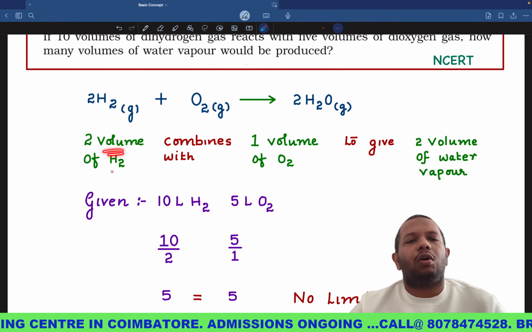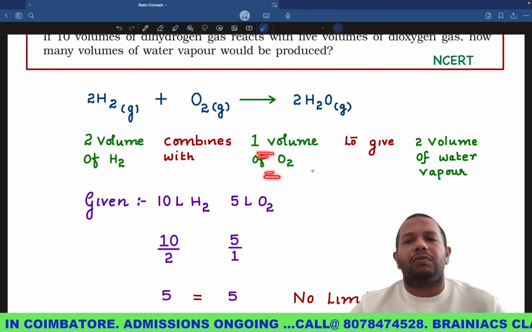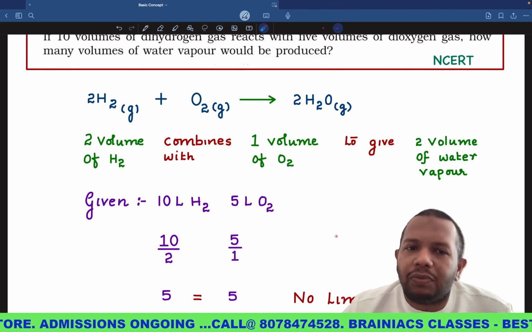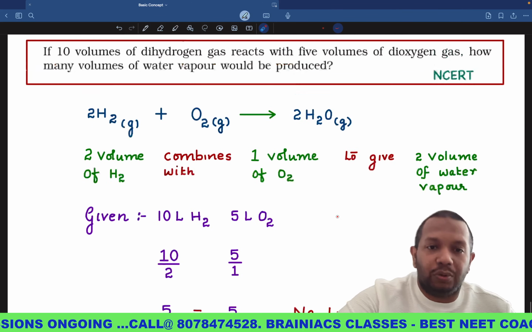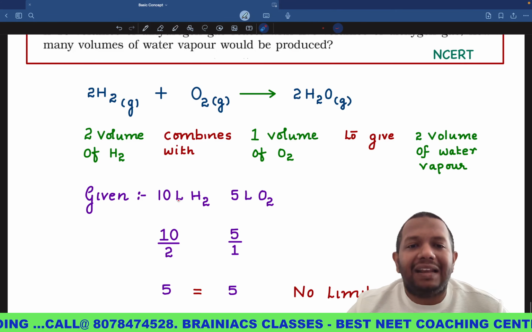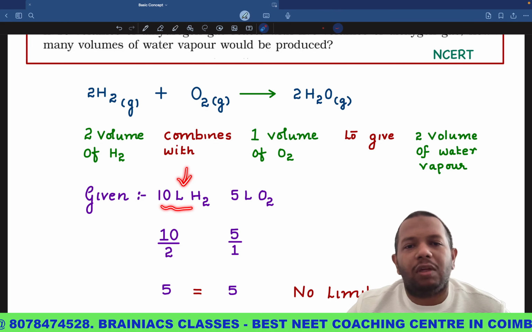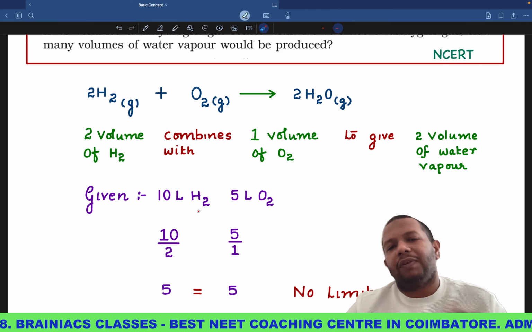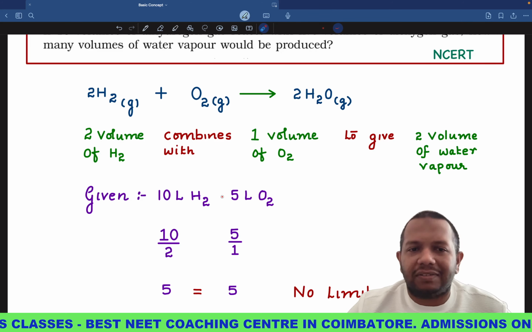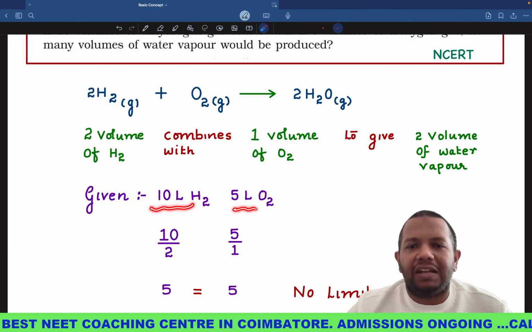Okay, that is 2 volumes of hydrogen combine with 1 volume of oxygen to give 2 volumes of water vapor. Now what is given to you? Given to you is 10 liter, 10 volume. You can take the volume as liter, no issues, or even ml, it's fine. You will get the same answer. So 10 liter hydrogen and 5 liter oxygen.